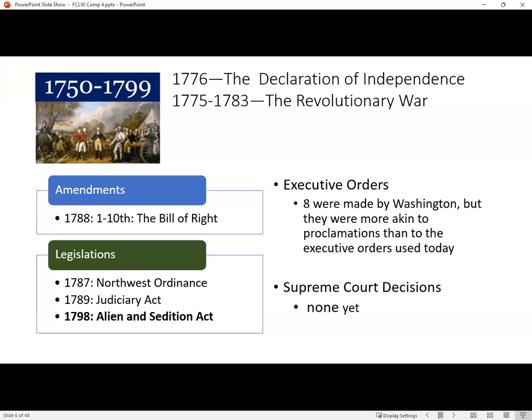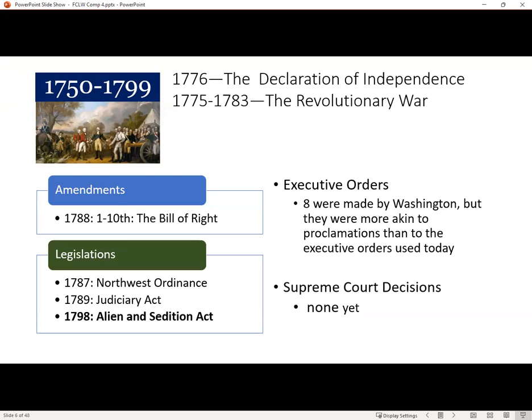So what we do have in this time period, the 10 Bill of Rights, which were amended to our Constitution, the Northwest Ordinance, which was done under the Articles of Confederation, the Judiciary Act, which actually gives the structure for what the Supreme Court could do, and that was in 1789.